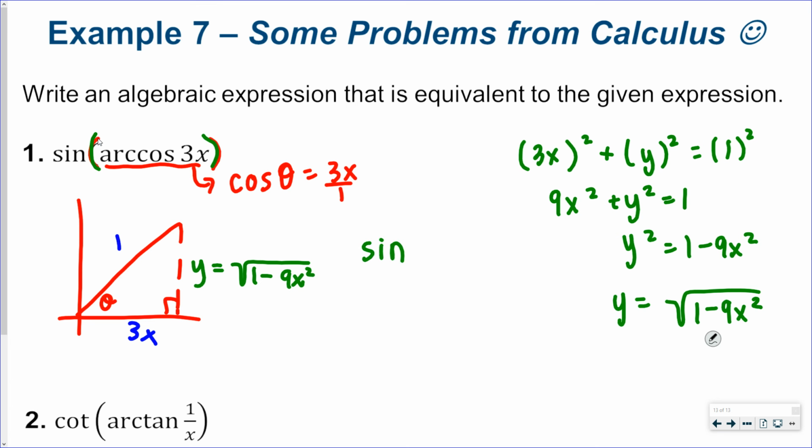Today it is. Alright, so sine would be opposite over hypotenuse, which is just 1.